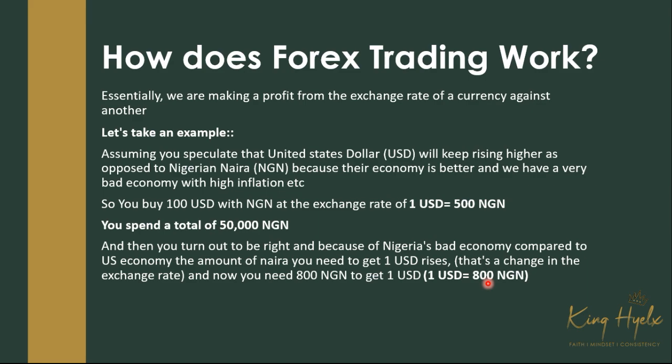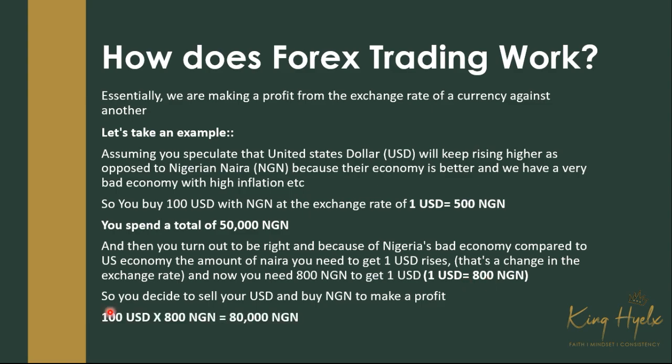So you decide to sell your United States dollars back into naira to make a profit. This time, 100 USD times 800, because now you're converting back to naira, and you make 80,000 naira. Remember, you spent 50,000 initially and you got back 80,000. So that's a profit of 30,000, because 80,000 minus 50,000 is 30,000, made from a change in the exchange rate of those two currencies. I know it's beginning to make sense now.